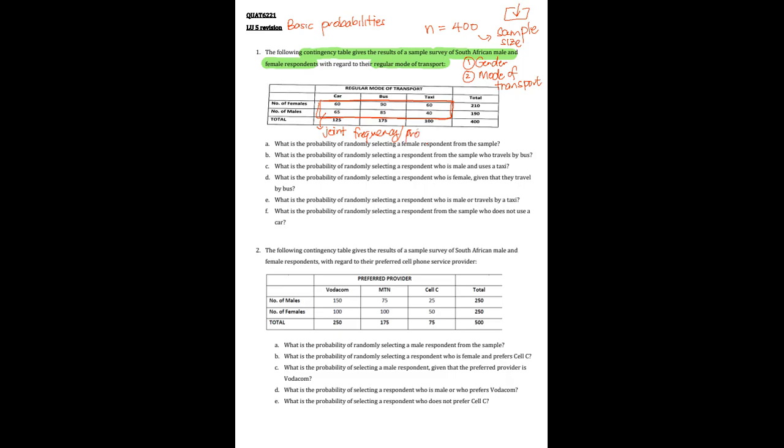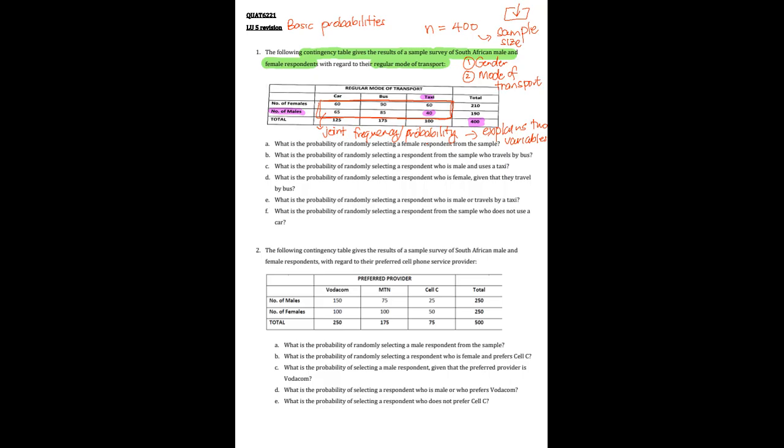So it's called joint because here it's explaining two variables to you. So it explains two variables at a time. For instance, if we look at the value of 40 in the table, 40 is telling us two things. If you go up to the heading of that column, it's telling you that it's taxis as a regular mode of transport. And if you go across to the row heading, it is telling you that they are male. So basically what we're saying is that 40 out of the 400 people are males who prefer to use a taxi, or males whose regular mode of transport is a taxi.